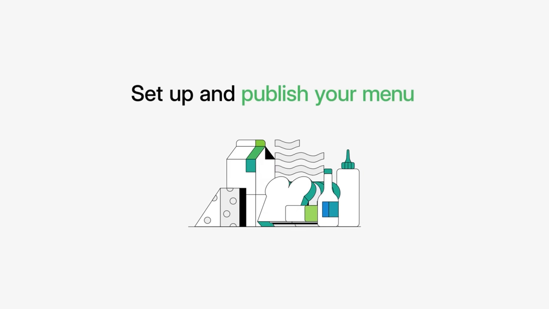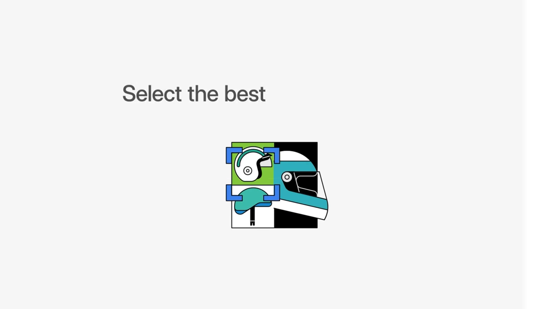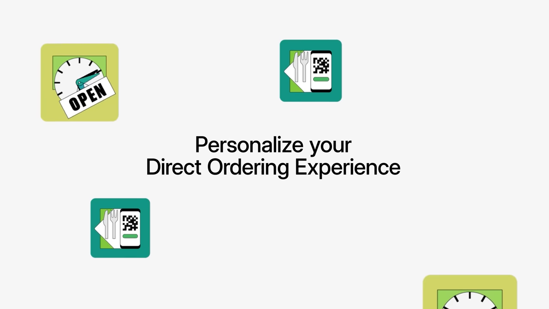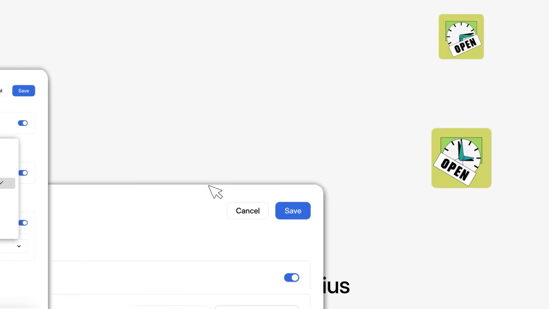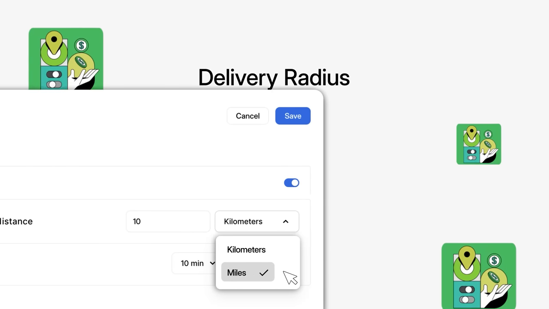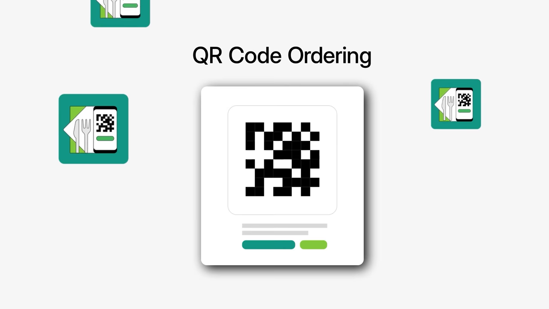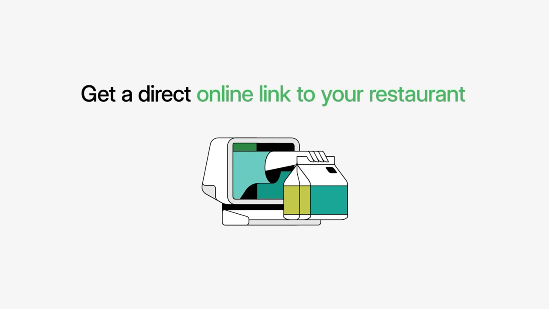Set up the menu that you want to sell directly. Select the best fulfillment mode for you, delivery, pickup, or dine-in options. And build your direct ordering experience by personalizing your configurations across delivery preferences, payment methods, QR code, and more. Then you'll get your own online ordering link to share with your customers.